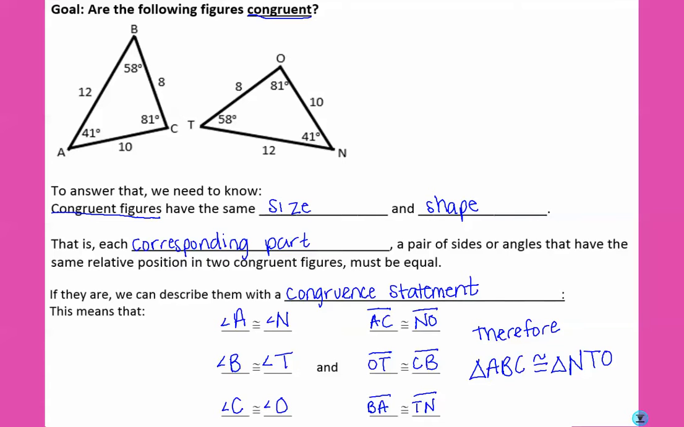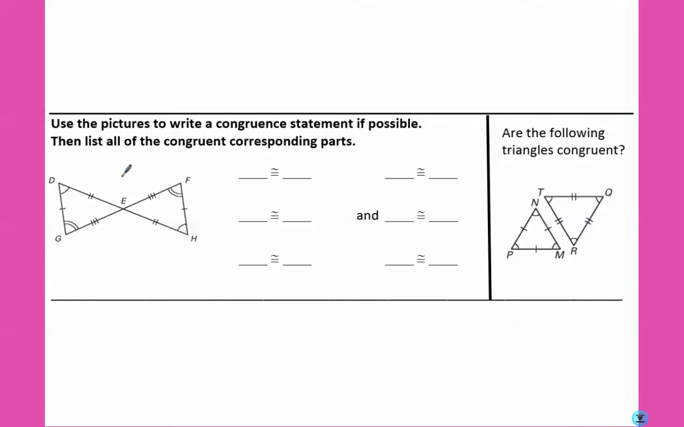Let's look at a picture where we're not given any measurements. We're just given symbols. We know that angle D is congruent to angle H by their markings. We also know that angle G is congruent to angle F. Are these angles congruent? Yes, they are, because they are vertical angles. And we know vertical angles are always the same.